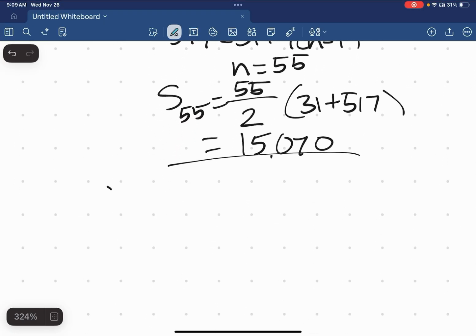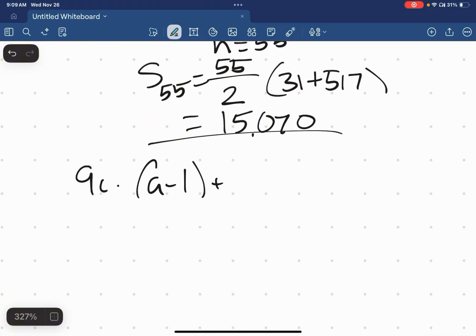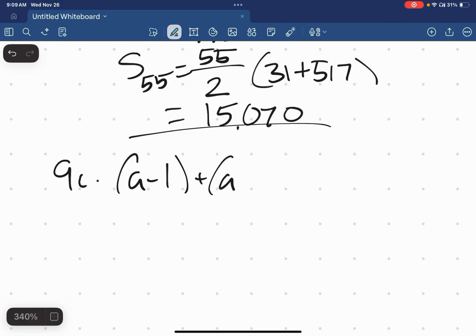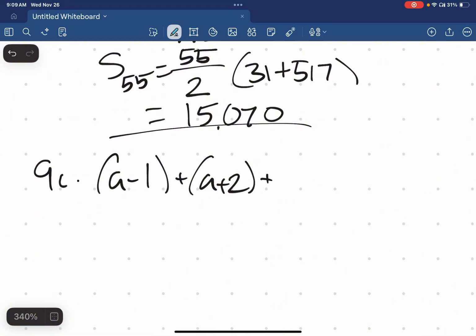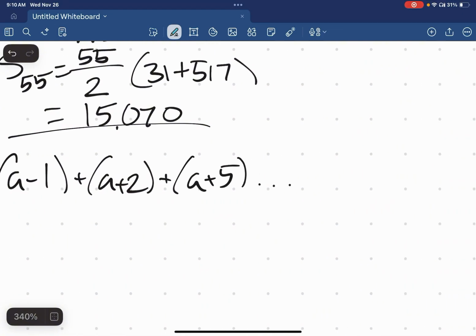Okay, 9C, almost done. This time we're given variables once again. I always hate when they give variables because it's just confusing, but be prepared. You'll see a lot of variables in the future. A lot. Okay. Dot dot dot. And the last term is a plus 146. Okay.